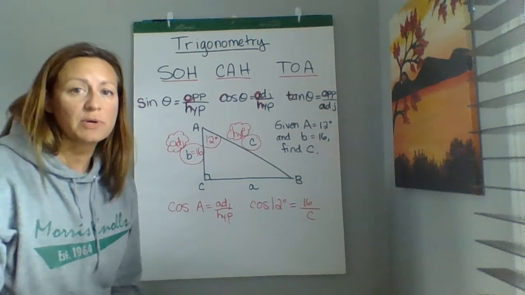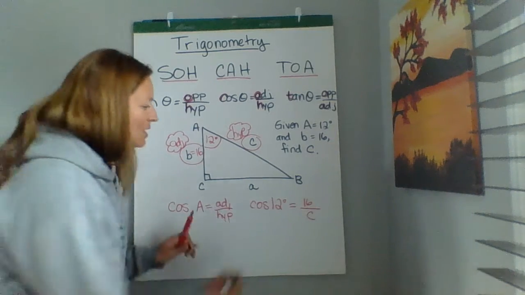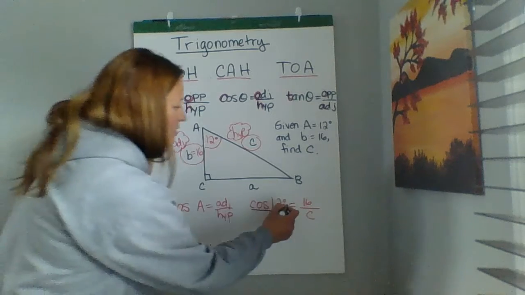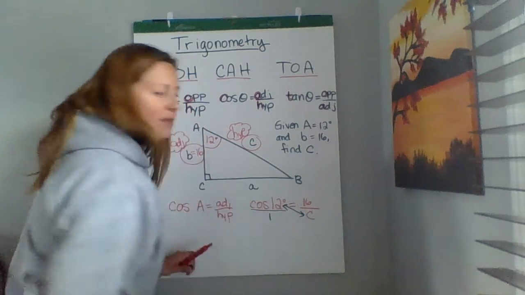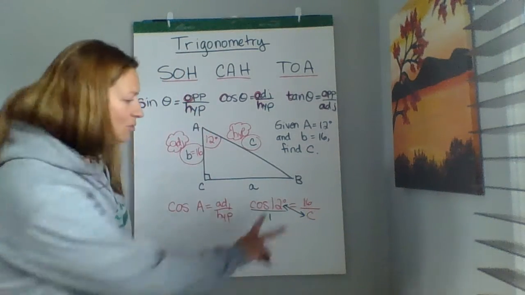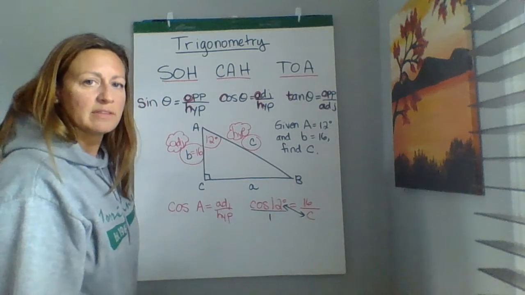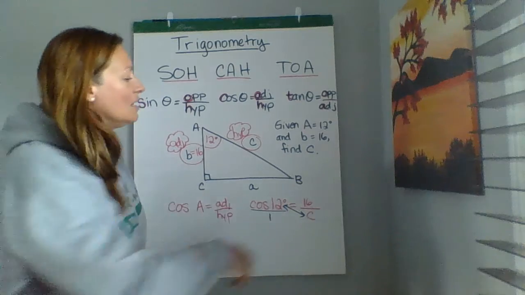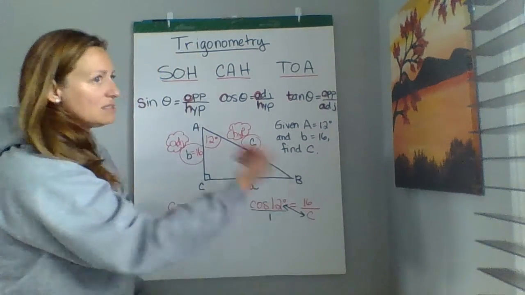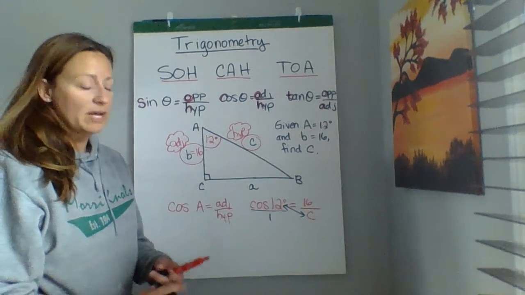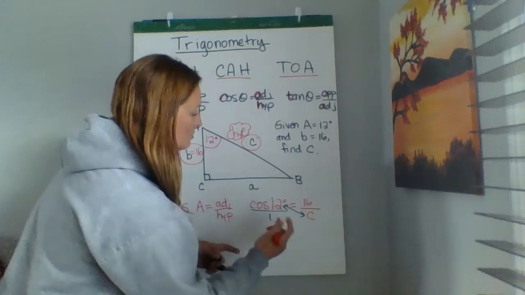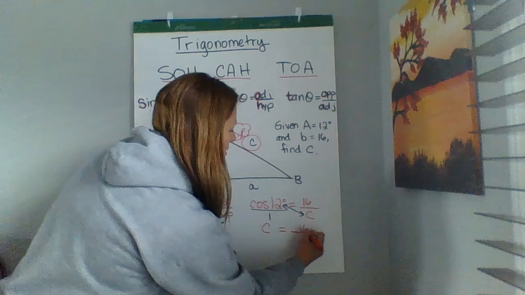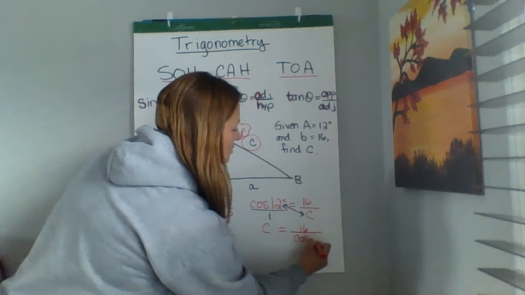I've said this before, and I'm just going to show you one more time. You could treat this like a fraction itself with a 1 on the bottom, and you can basically swap out these two cross products. You can just switch the order of them. That's a shortcut that works algebraically, or you could multiply both sides by C and then divide both sides by cosine of 12. Either way, the result will be C by itself over here equals 16 over cosine of 12 degrees.